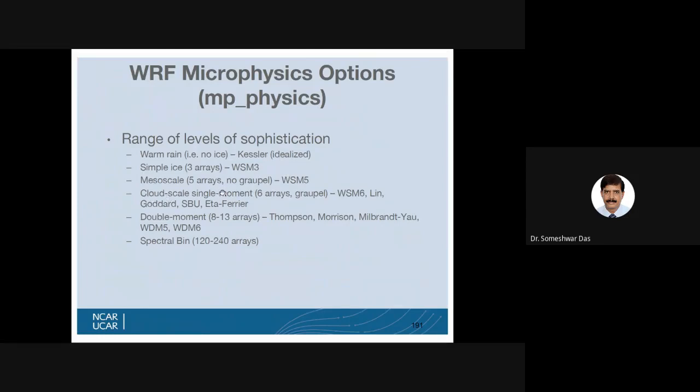If you want to become more complex, then you can have WSM5. It has 5 types of species, but there is no graupel in this case. If you want to use graupel also, then you had better use WSM6 or the Lin scheme. In this case, you have about 6 types, including graupel. These are available in WSM6, the Lin scheme, Goddard, that is NASA's scheme, SBU, ETA, and the Fourier scheme. Then you also have choices for the double moment. They are all single moment, but you can also choose the double moment.